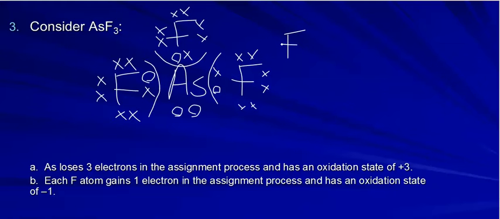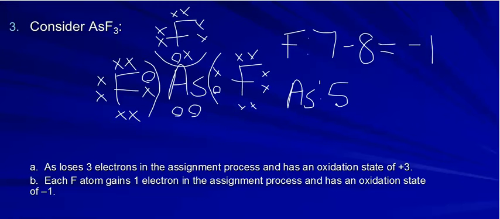So oxidation state. For fluorine, we had 7 to start with, and we're going to subtract the number assigned. Each F is assigned 8, so each F has an oxidation state of -1. For arsenic, arsenic started with 5. The number assigned to it, there's only 2 assigned to it, so arsenic has an oxidation state of +3.